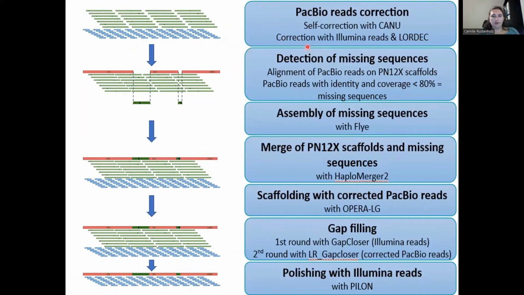To make a long story short, first we used the PacBio reads, here in green. We performed self-correction using the Canu software. We also used the Illumina reads and the LoRDEC software to correct the PacBio reads. So after this first step, we had some corrected PacBio reads to play with. Then we wanted to identify the missing sequences from the previous 12x version. So we aligned the green PacBio reads on the PN12x scaffolds, here in red, and all the reads with less than 80% identity and coverage were considered as missing sequence, so part of these gaps represented here.